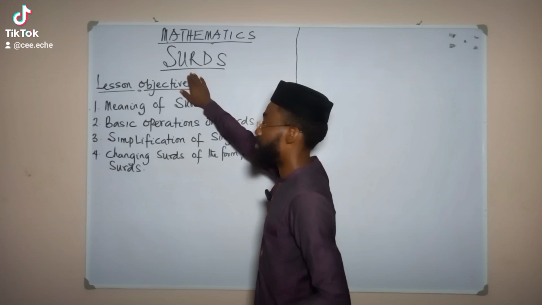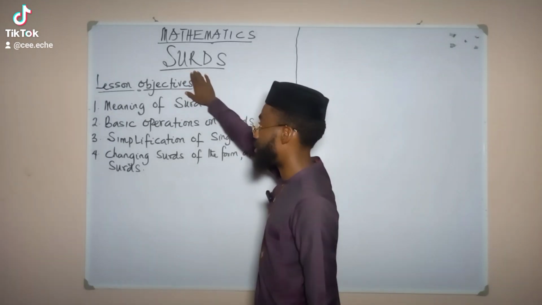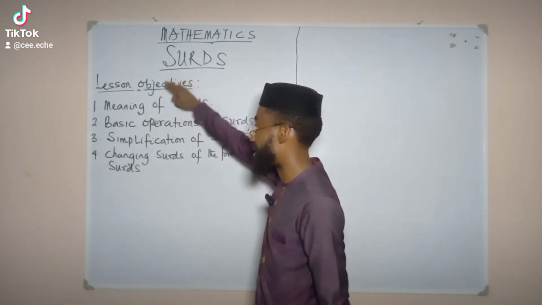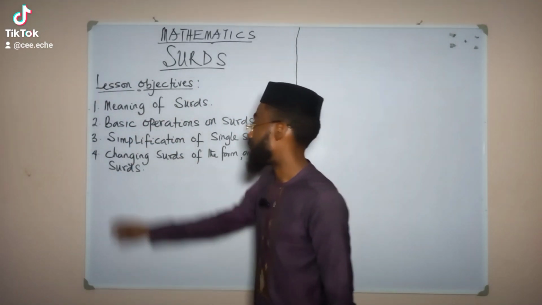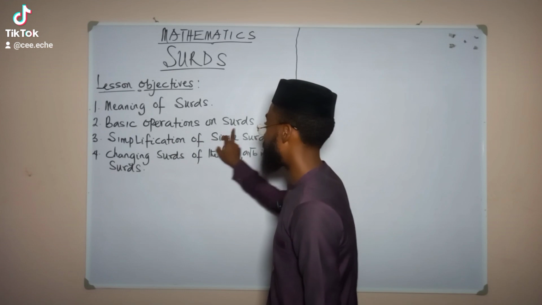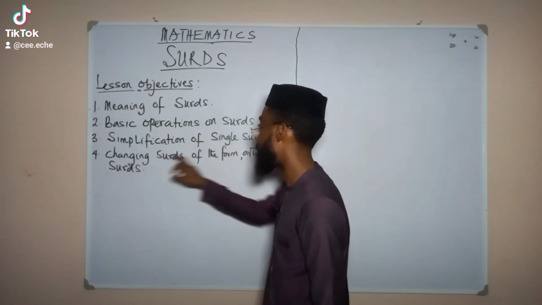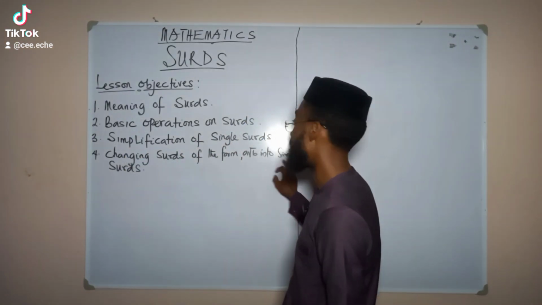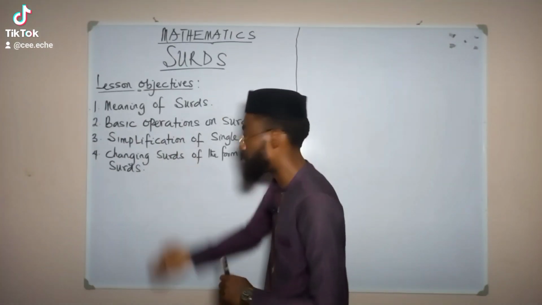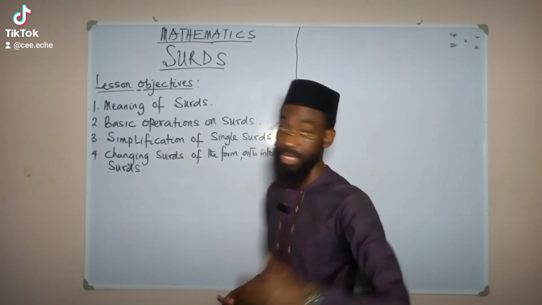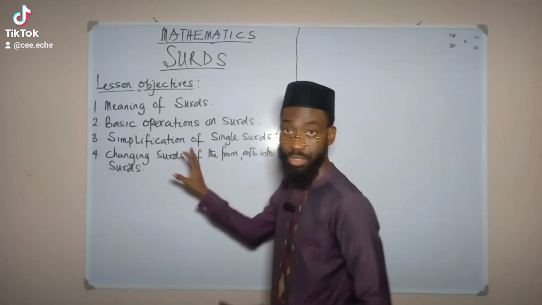Today we're going to be talking about a very interesting topic, surds. I've outlined the lesson objectives. The first thing is the meaning of surds. The second one is the basic operations on surds, and then simplification of single surds, and changing surds of this form into single surds. So we will quickly get into it, and then we will still have so much more to do on surds. Hopefully in our next video, we will begin to capture those other areas.